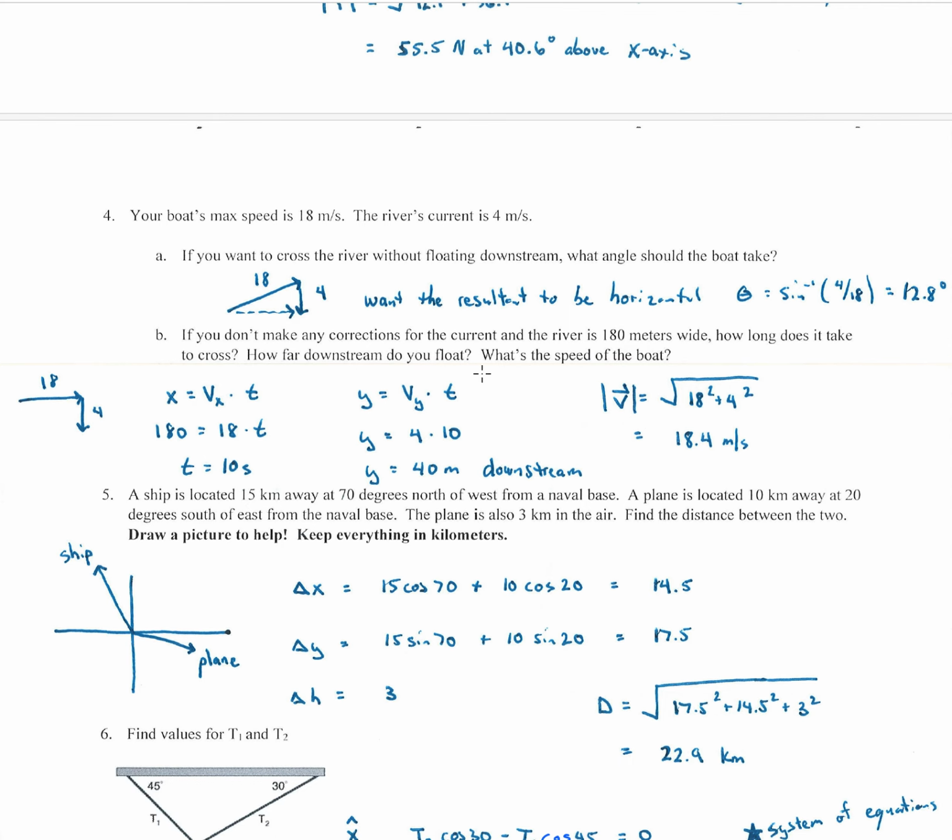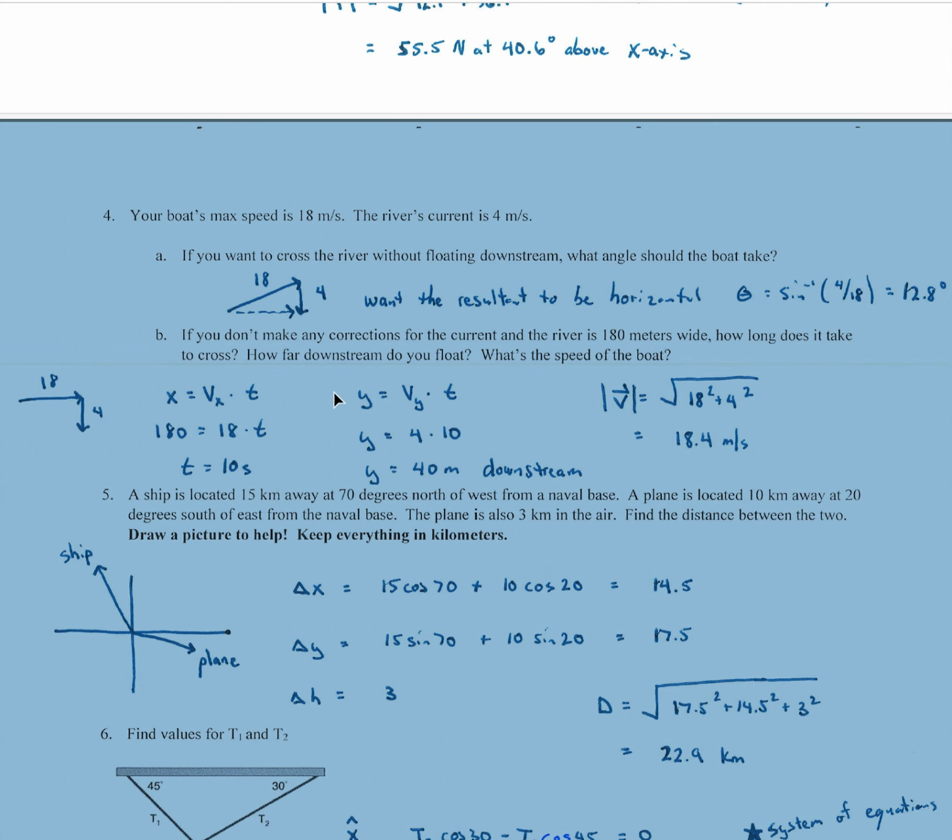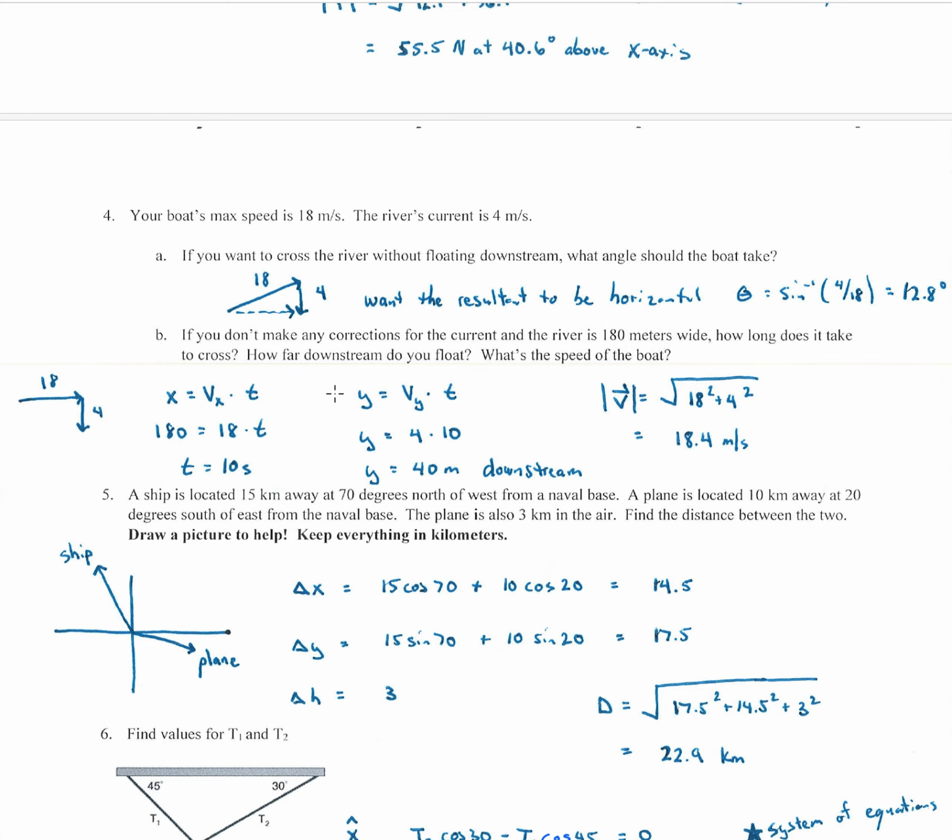If you don't make any corrections, right, so you're just pointing the boat straight across, well, now you're going to go across horizontally at this. Well, your horizontal is just the boat, 18. You're going to go 180. It's going to take 10 seconds. And then vertically, if you don't make any corrections, the only thing that's affecting you vertically is the current. So you're going to float 4 meters per second downstream for those 10 seconds, and you float 40 meters downstream. Your speed is, of course, the Pythagorean theorem of those things, and you get 18.4.